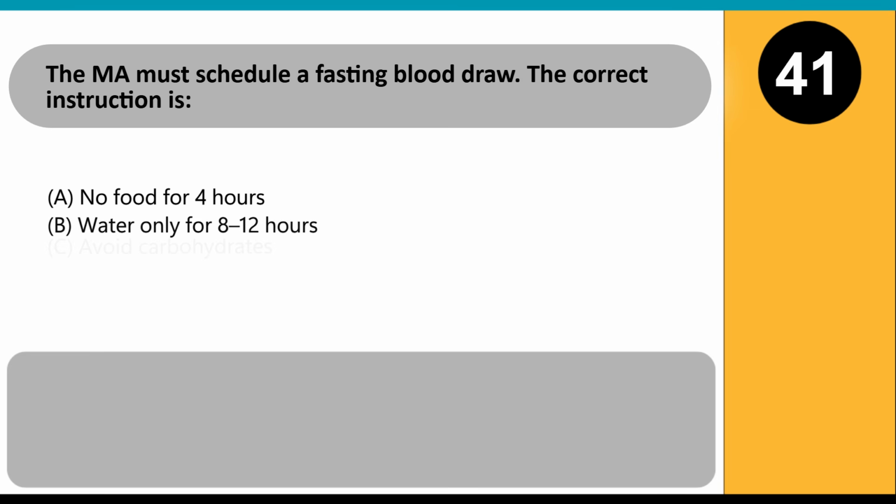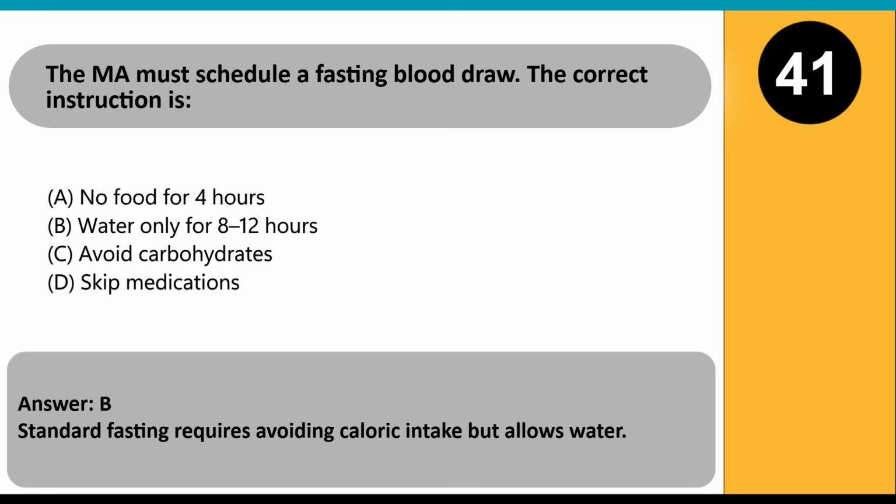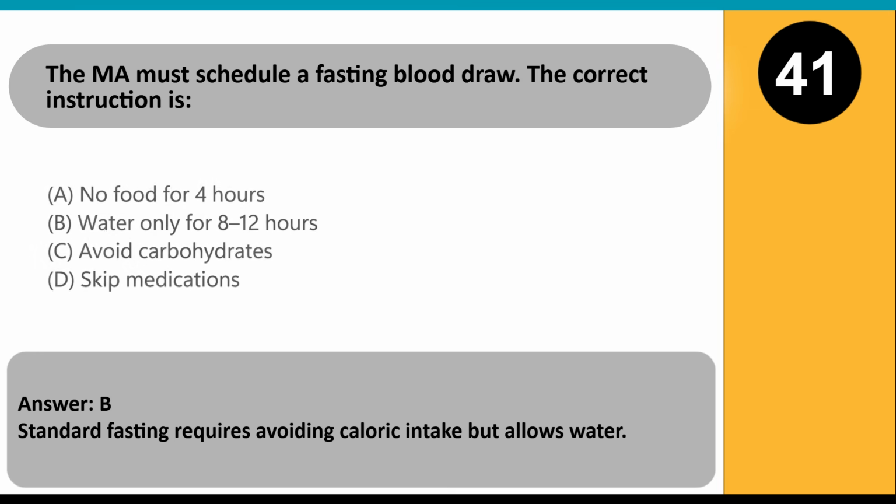The MA must schedule a fasting blood draw. The correct instruction is: A. No food for 4 hours. B. Water only for 8 to 12 hours. C. Avoid carbohydrates. D. Skip medications. Answer: B. Standard fasting requires avoiding caloric intake but allows water.